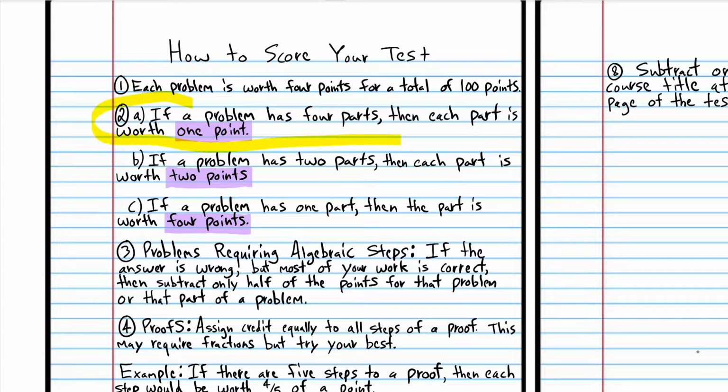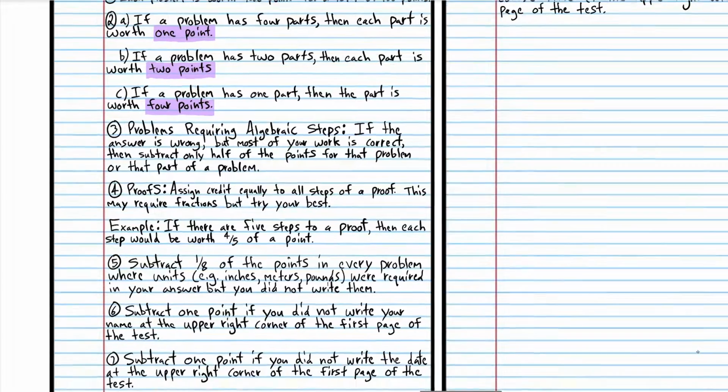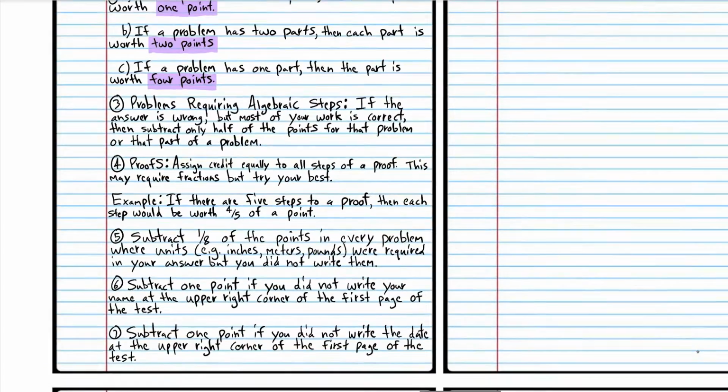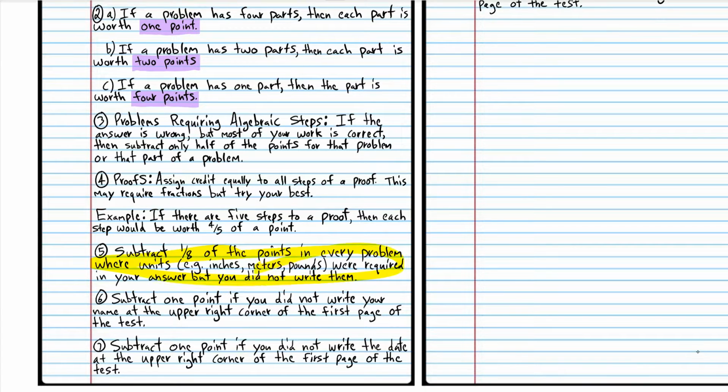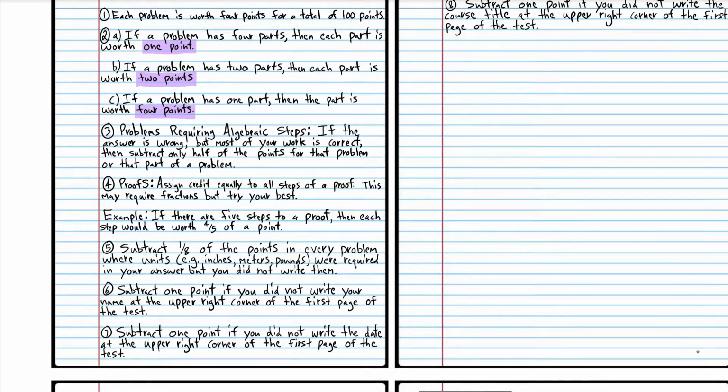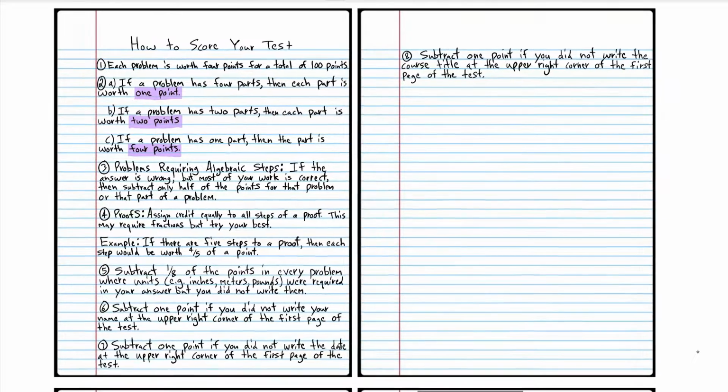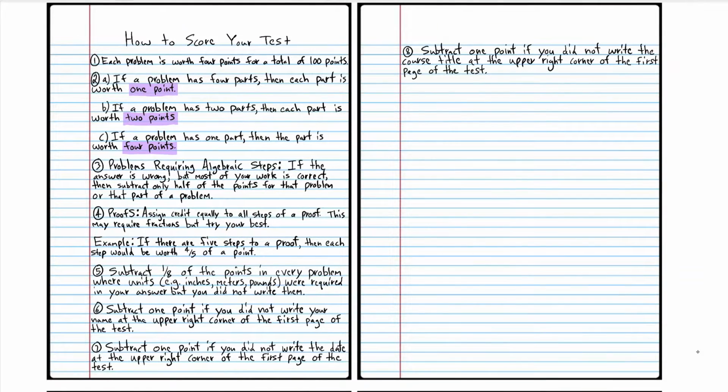And then if a problem has 4 parts, each part is worth 1 point. I don't think we have any of those. It's just these types of problems. You can read this over yourself. Remember, you got to put units. If you don't write your units, you're going to subtract points for that. So again, I really don't need to go over this. You've seen this a number of times. Just read this over, and that'll give you an idea of how to score your test.